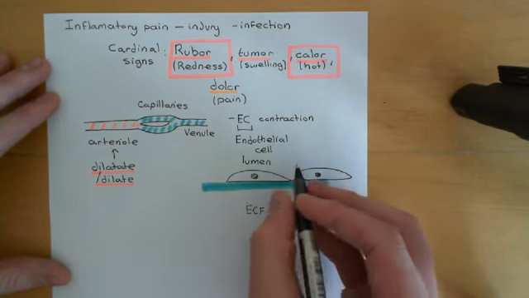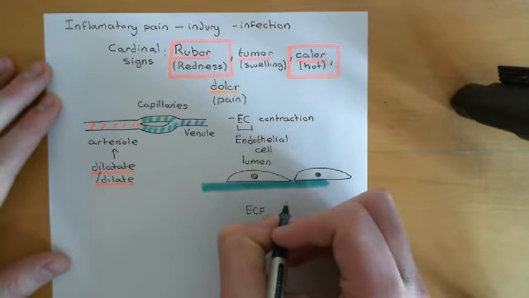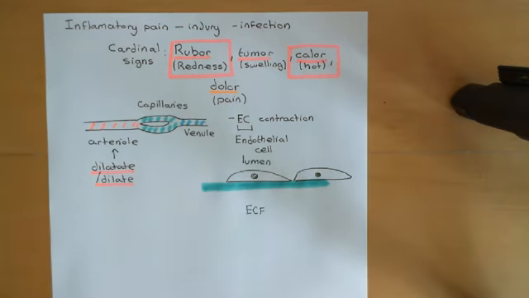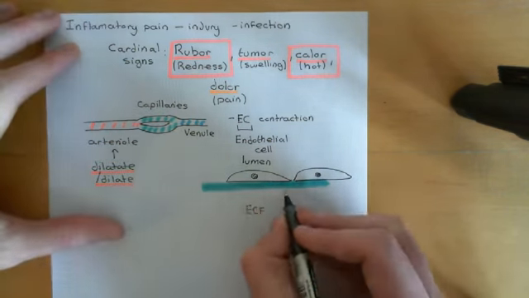Especially, they stop proteins from the blood generally leaving the blood. Usually this means that proteins have to stay in the blood. Little molecules like oxygen and carbon dioxide and water can exchange, but big molecules like proteins can't get across these walls. Now, what's going to happen in inflamed areas is these endothelial cells are going to contract.